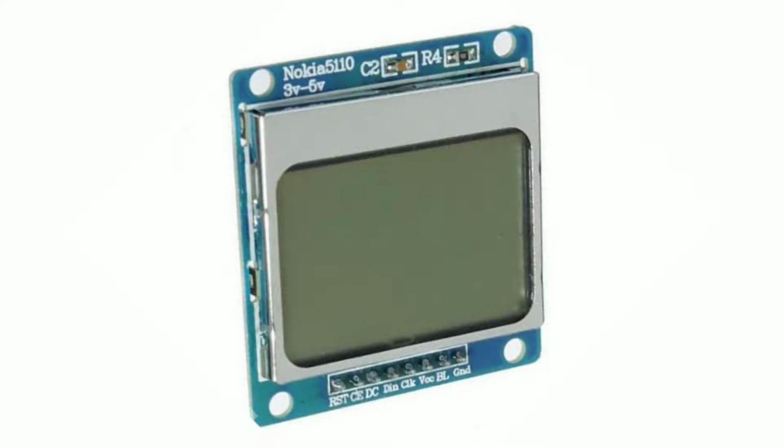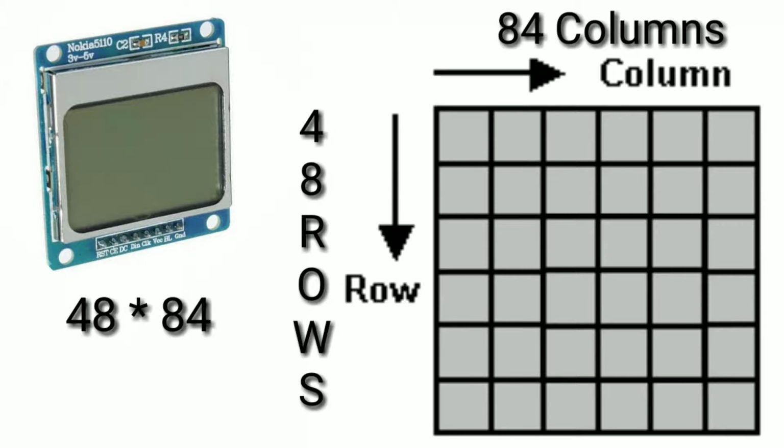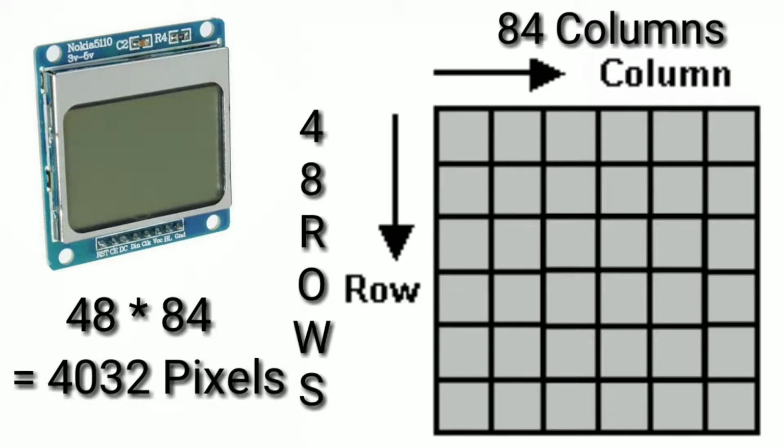Before moving on to the connections part, let us first understand the 5110 LCD. This is a 48x84 pixel LCD. That is, it has 48 rows and 84 columns. It is just like a chessboard with each box representing a pixel. As it is a 48x84 pixel LCD, we get to operate on 4032 pixels in order to show our desired image, character or object on the screen.